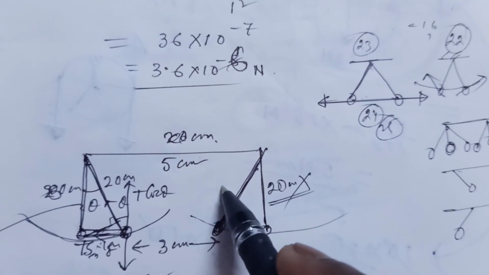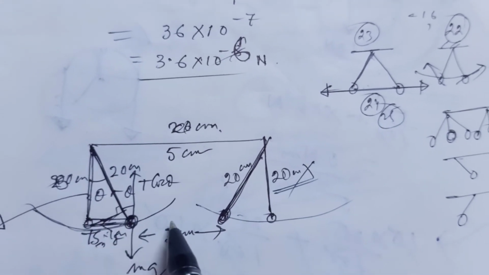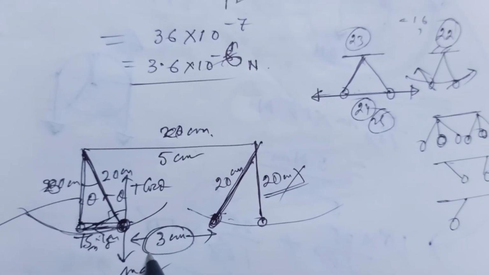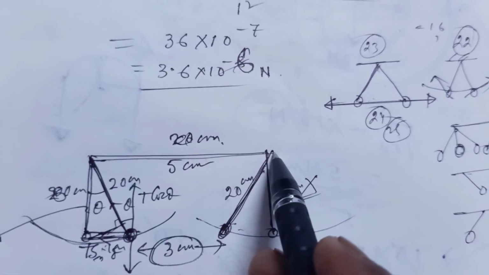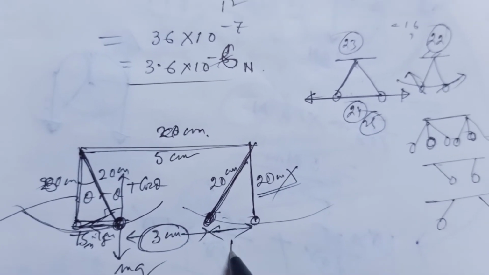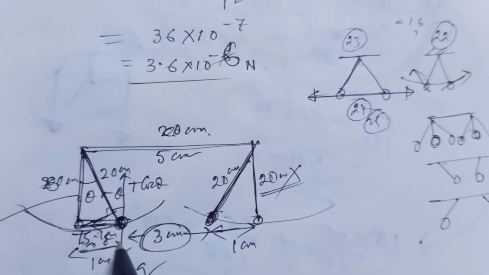So this is 20 centimeter, and these two balls attract each other, and then the separation is 3 centimeter. And first of all, the separation is 5 centimeter. So that particular value is 1 centimeter, and this is also 1 centimeter. So this is the first concept.